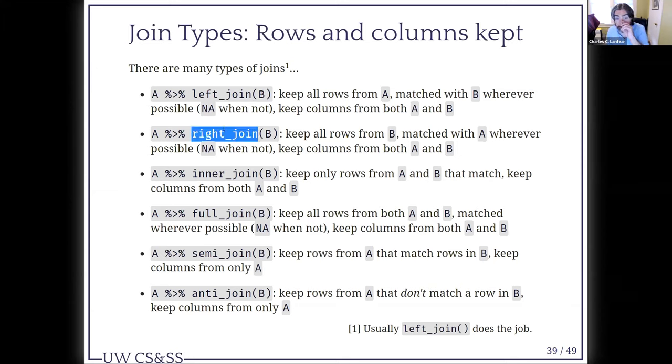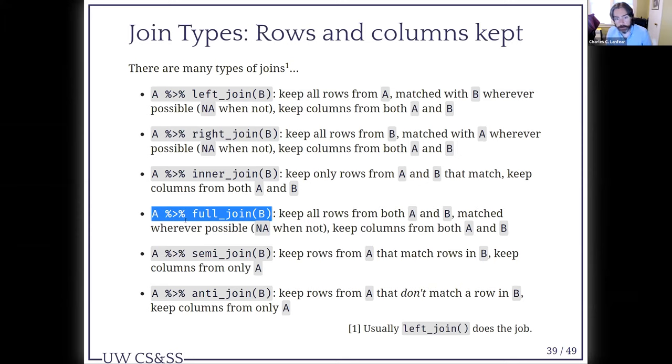Right join is the opposite. It keeps every column from both of them, but it throws away rows in A that don't match rows in B. Inner join keeps only the rows where there's a match on both sides. So any row in A that doesn't match one in B gets thrown away, and any row in B that doesn't match one in A gets thrown away. Full join keeps every row no matter what.